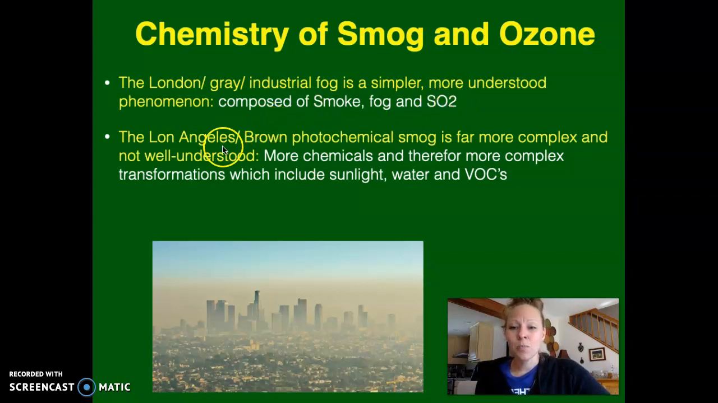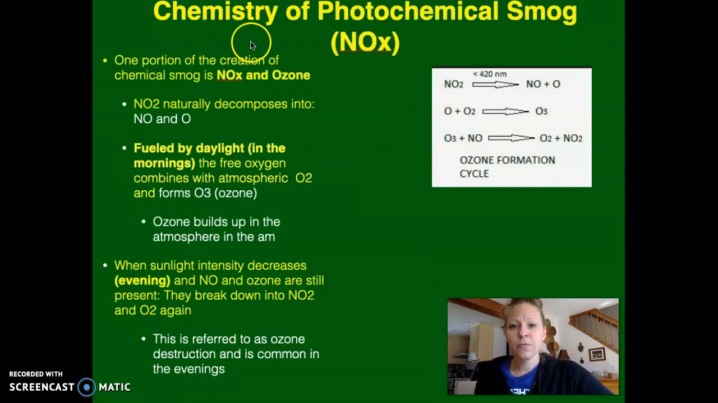The Los Angeles brown photochemical smog is kind of the grosser one. It's the stew of secondary pollutants that we were talking about before. It involves volatile organic compounds and transformations due to the sunlight. So let's understand this a little bit more. The first part of photochemical smog is going to be the interaction of nitrogen oxides with sunlight.